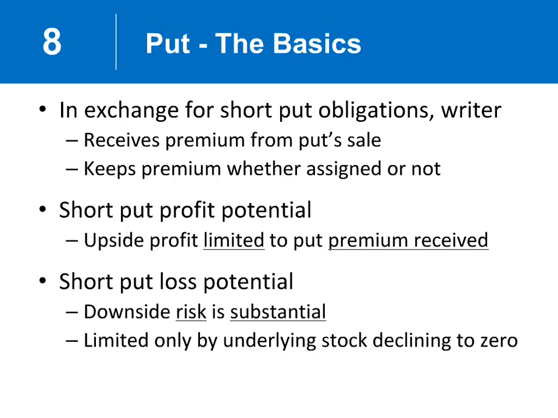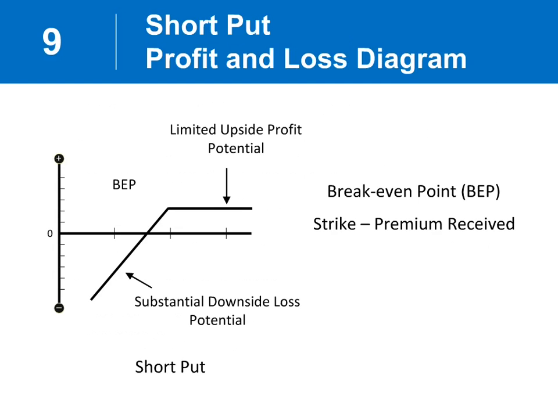The loss potential, the downside risk, is clearly substantial if we understand this concept of selling a strike and getting long the stock below that strike, less the premium we take in. And of course, that's why we're on the call today, to get a clear understanding of the risk versus reward of selling puts. We are limited only by the underlying stock declining to zero. So, again, we'll go through a couple examples.